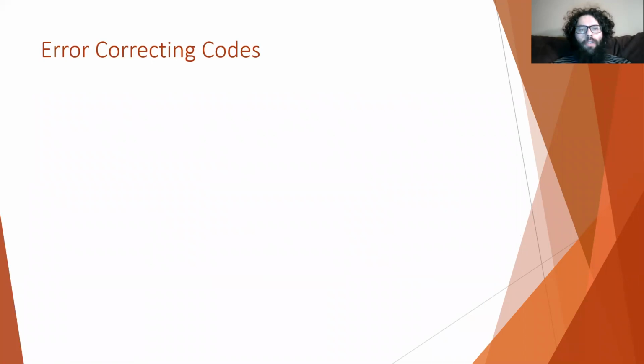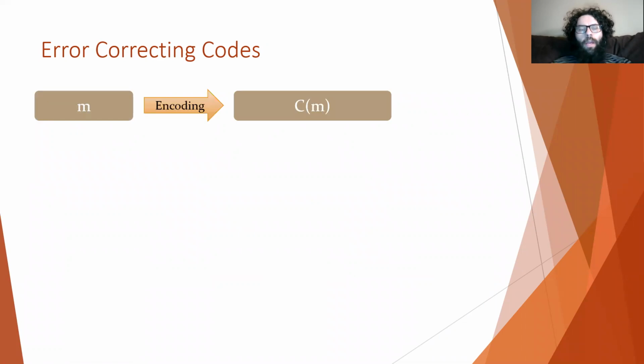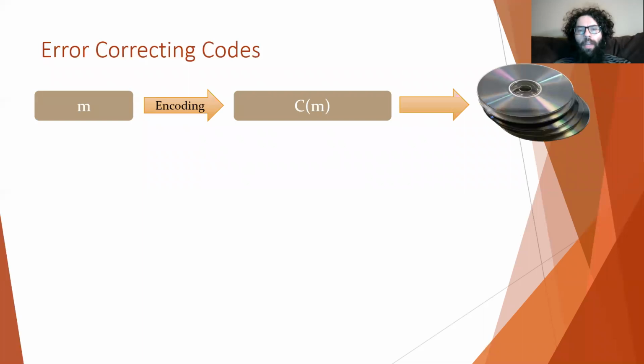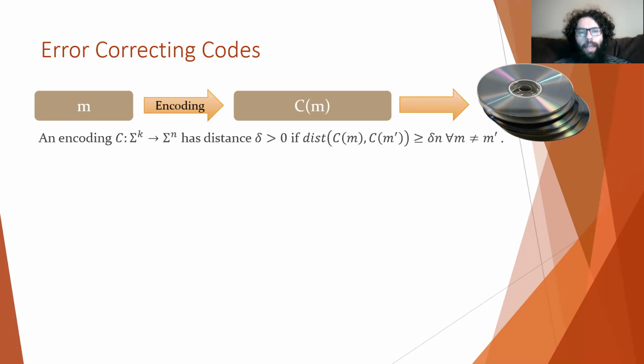So what's the standard setting of error correcting codes? We have some message M, and we would like to encode it using some encoding scheme that we call C. So C gets a message and outputs a longer string. And then we store this encoding on some disk.